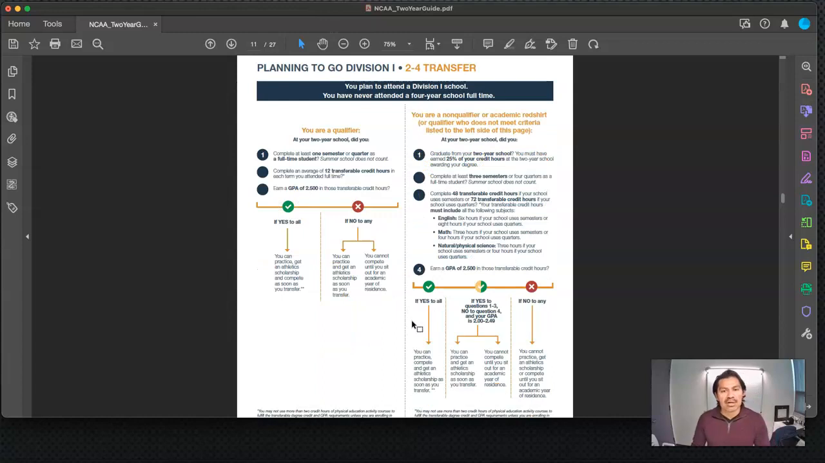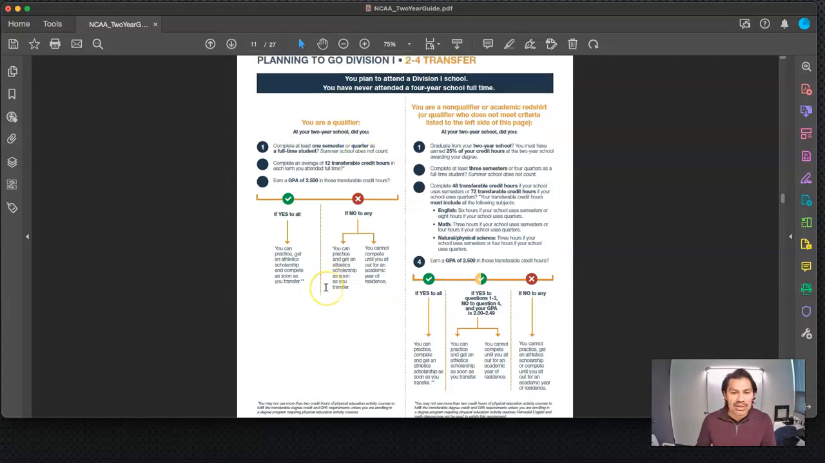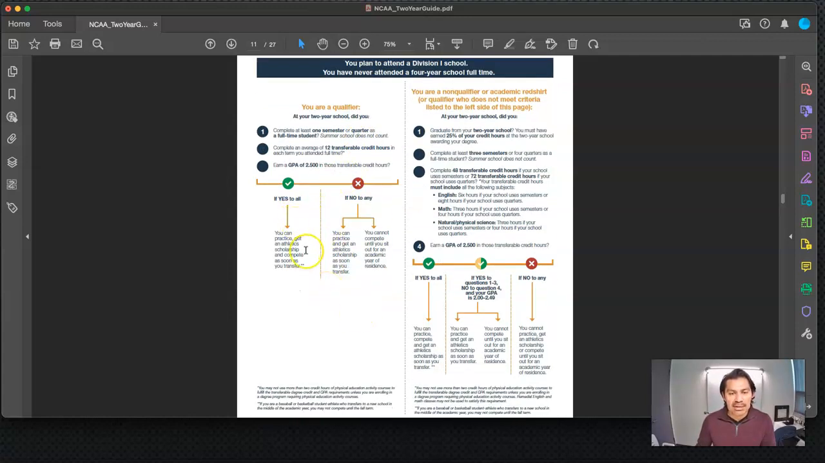This is where it gives you another overview of your potential path, and it's based on some prerequisites. Again, it's basing this off of whether you're a qualifier straight out of high school or a non-qualifier. It asks you a few questions, and if you answer yes, you go towards the green check mark, and if you don't, then you go towards the right. So for a non-qualifier, there are more prerequisites.